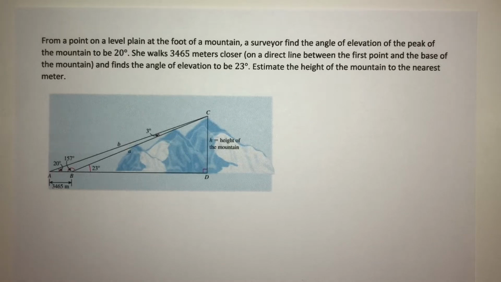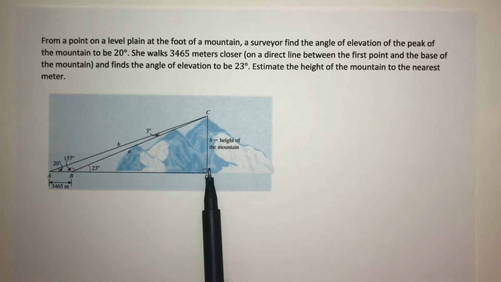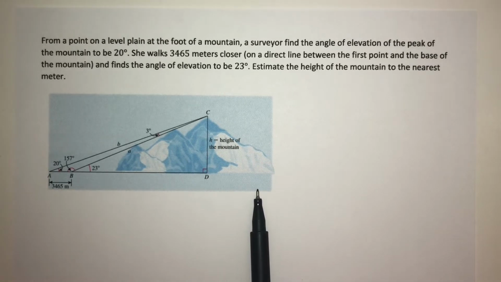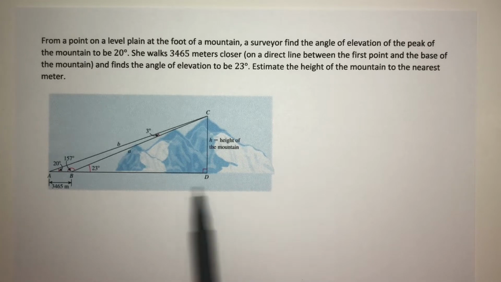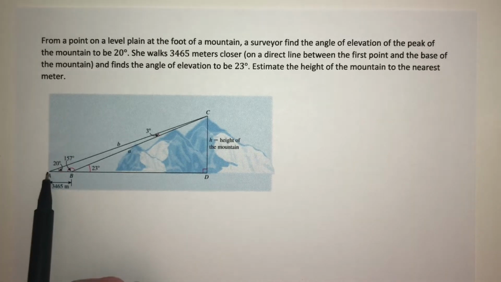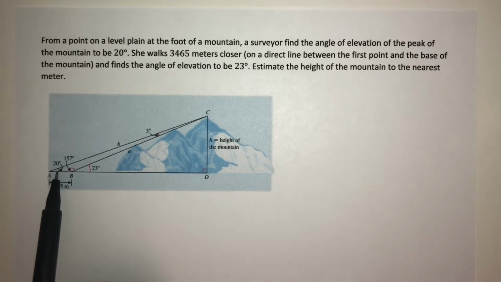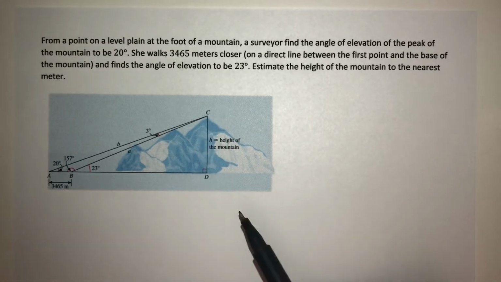This is part 4 of section 6.2. From a point on a level plane at the foot of a mountain, a surveyor finds the angle of elevation of the peak of the mountain to be 20 degrees. So he's right here, and there is the elevation up to the top of the mountain.